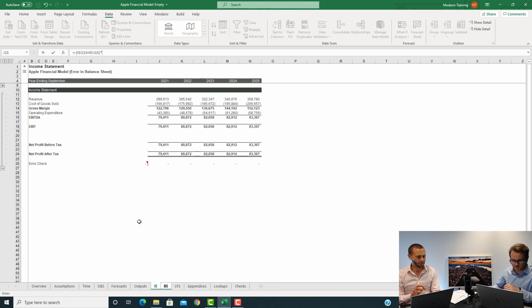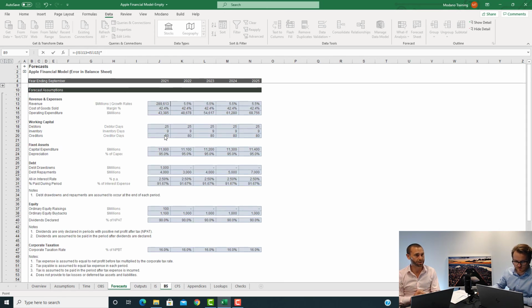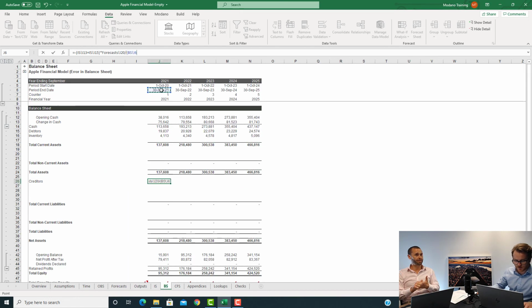Multiply that by your forecast creditor days assumption, which is forecast J20 on the assumptions. J20 creditor days. And then divide that by, open bracket, the number of days in the period, which is your closing date, end date minus your start date, plus 1. And get rid of those annoying brackets.